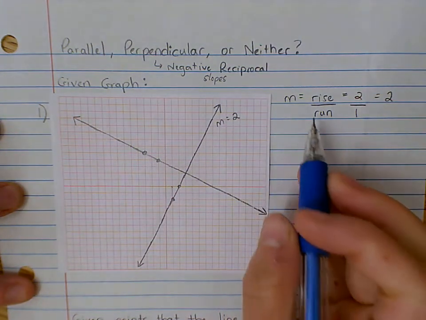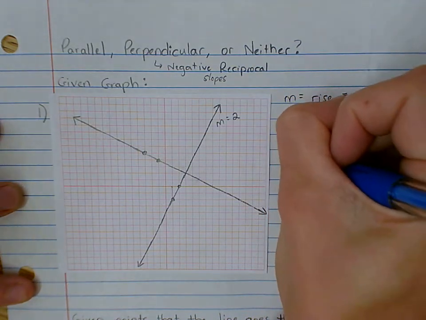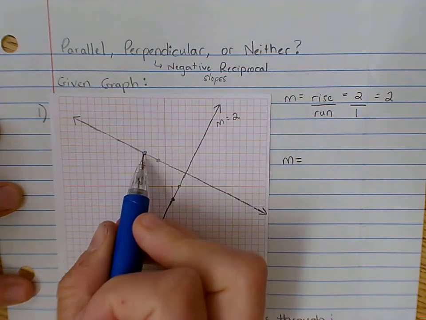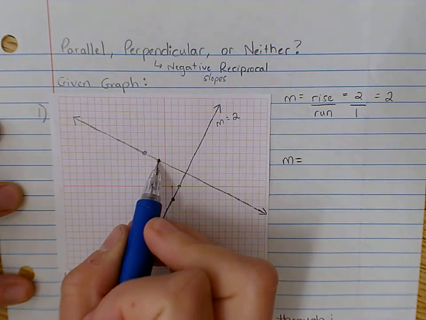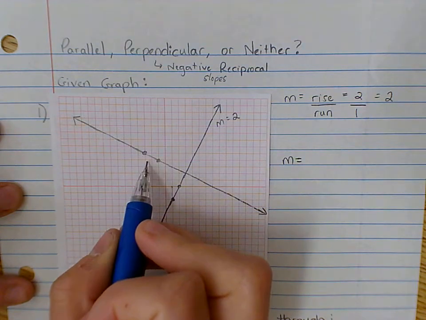So same thing. I'm going to do the rise over run. So I'm going to write that down to the side. So the rise is how far you have to go up or down. And you can start at either point. You just have to figure out how to get to the other one.